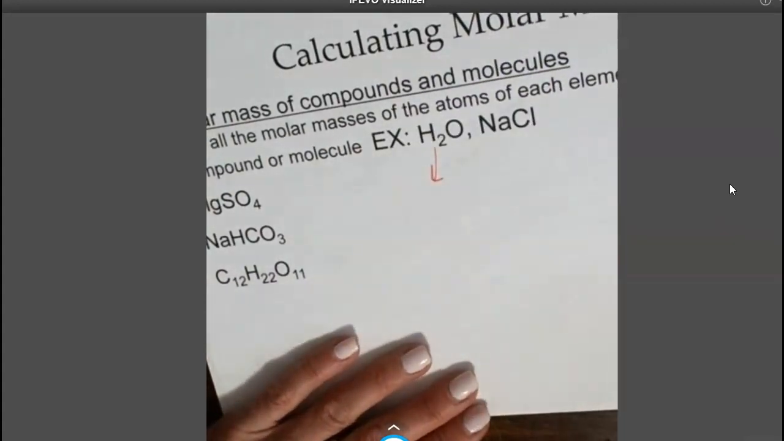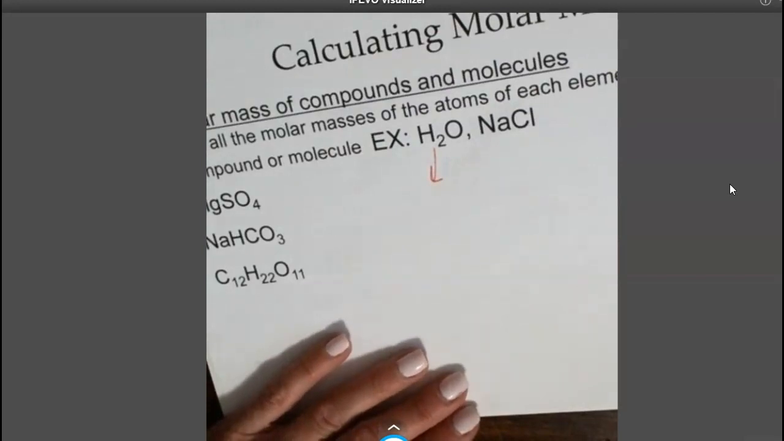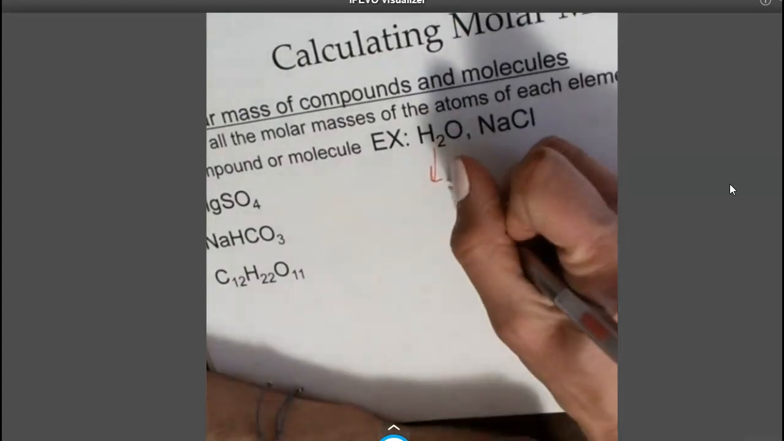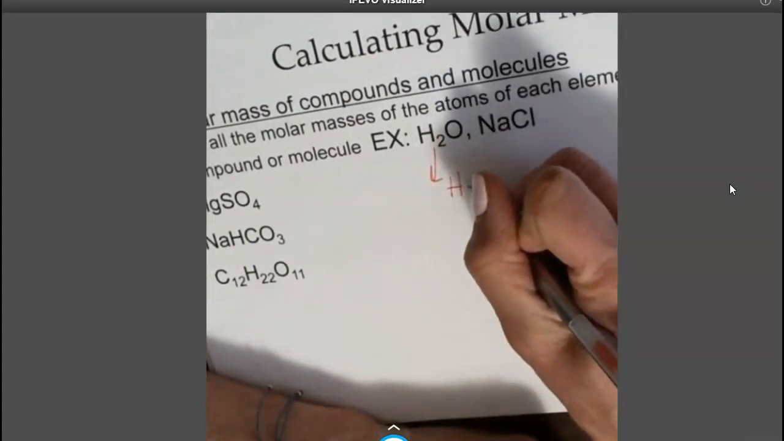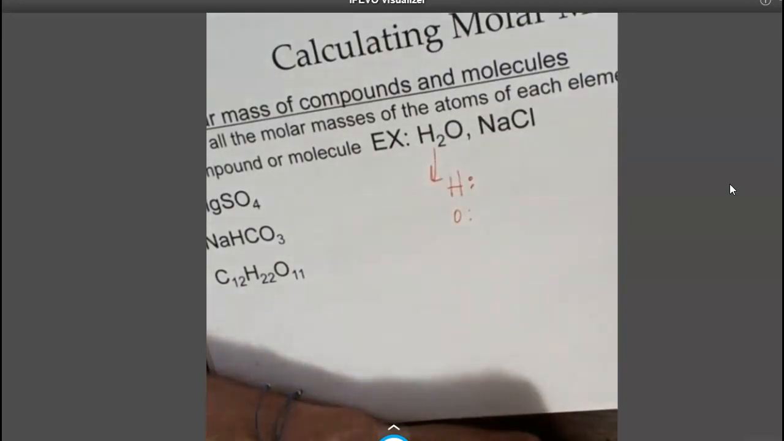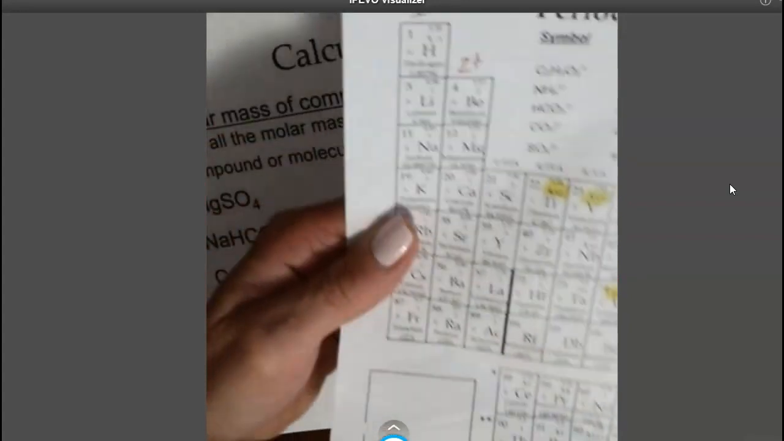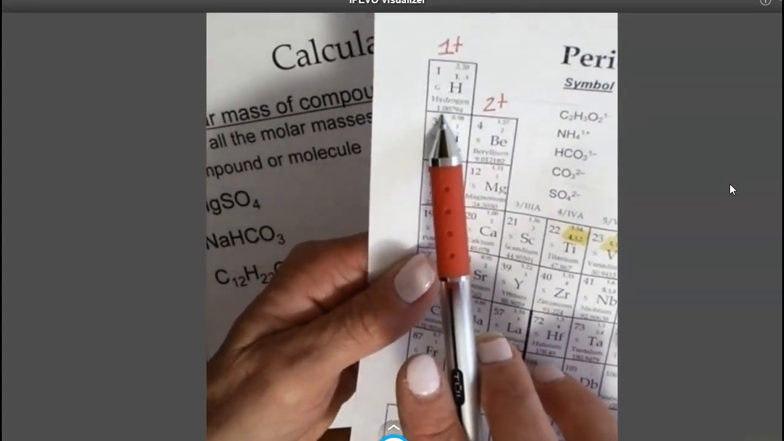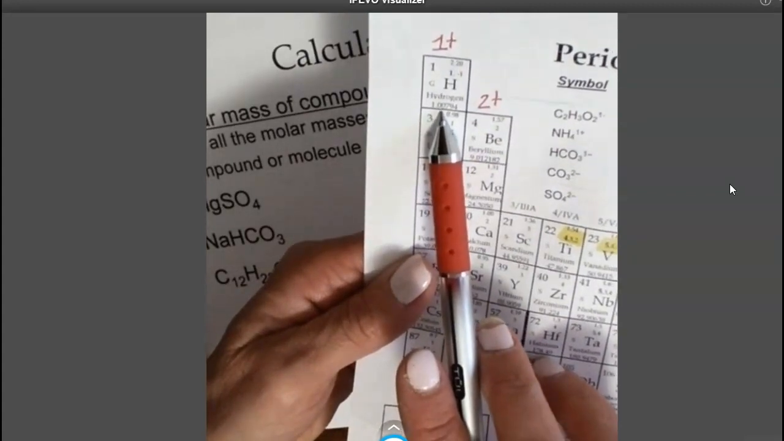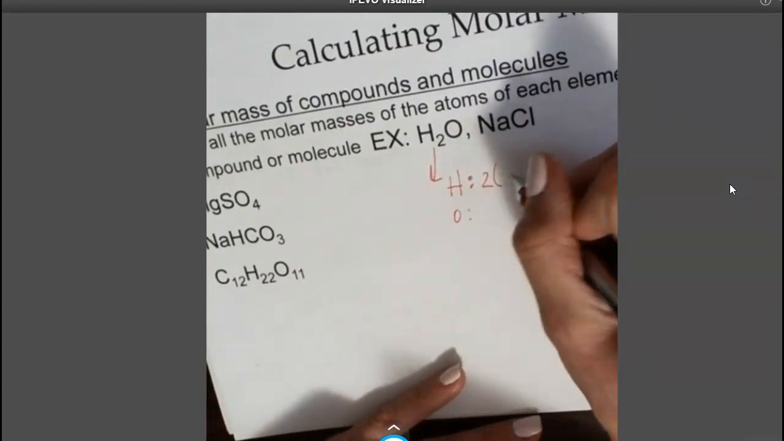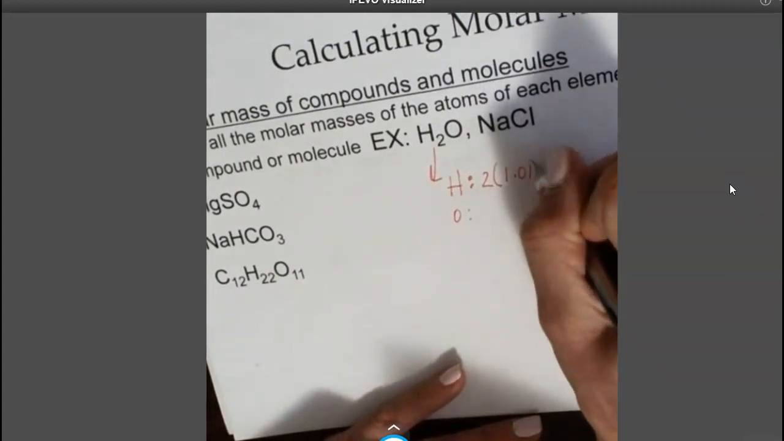So if I want to find the molar mass of water, and the TED Ed video showed you a little bit ago that the molar mass of water is 18.02 grams, let me show you how they came up with that. So we have hydrogen and we have oxygen. We have 2 hydrogen atoms. We need the molar mass of hydrogen. So I'm going to find the atomic weight and round that to 2 places past the decimal, which is 1.01. So I've got 2 hydrogen atoms, each with a molar mass of 1.01.